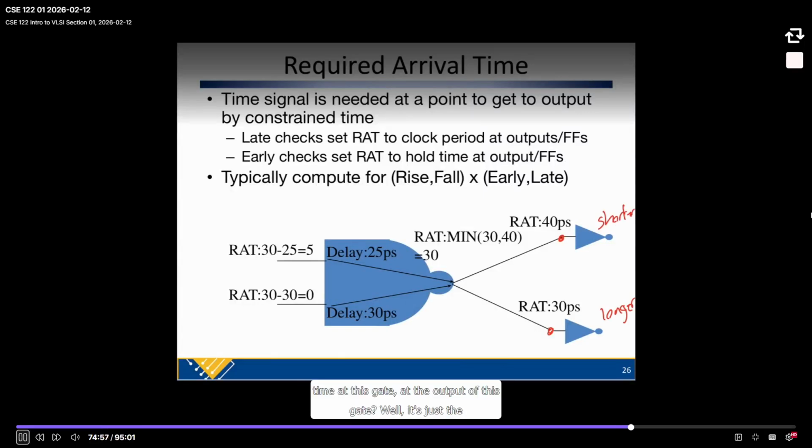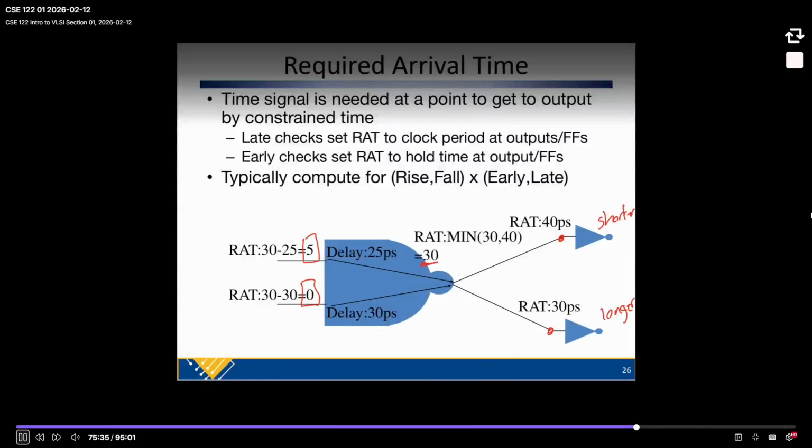Now, how do we figure out the required time at the output of this gate? Well, it's just the minimum. You have to arrive as early as the earliest time. There's no real way to phrase that other than that. Then, how do we figure out the required time of the inputs? We just subtract the delays. If they have different delays, the required time at the output is 30. If we subtract 5, it has to arrive at this input at time 25. The other one has a different delay, so it's 30 minus 30. This has to arrive at time 0.